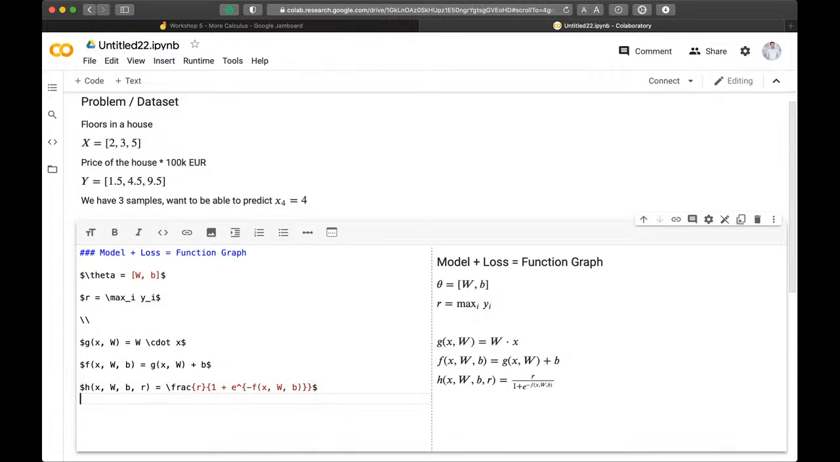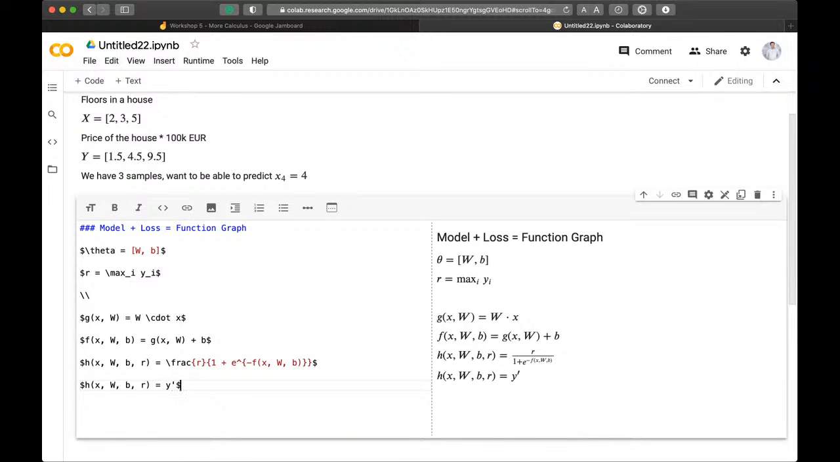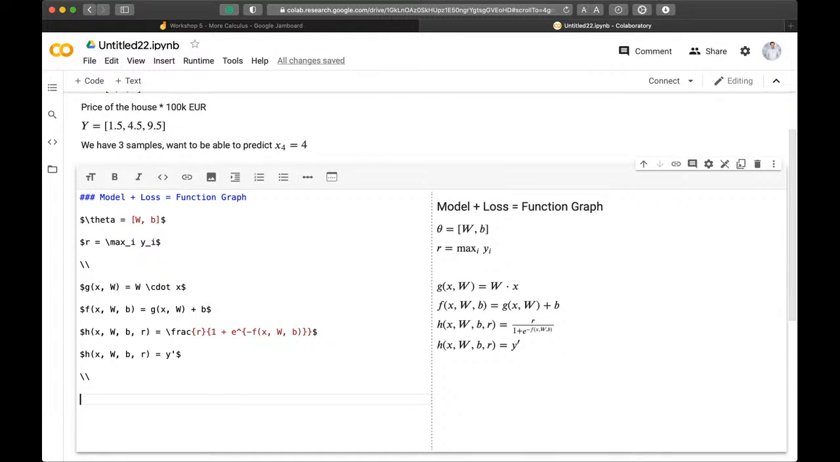H is our model. So the output of h would be y prime. That is what we want to predict. So this is good, this is our model. And the loss function is the function that will give us the error that we want to take into account to change the weight and bias, the learnable parameters theta, in some direction. In this case, let's use the mean squared error again.